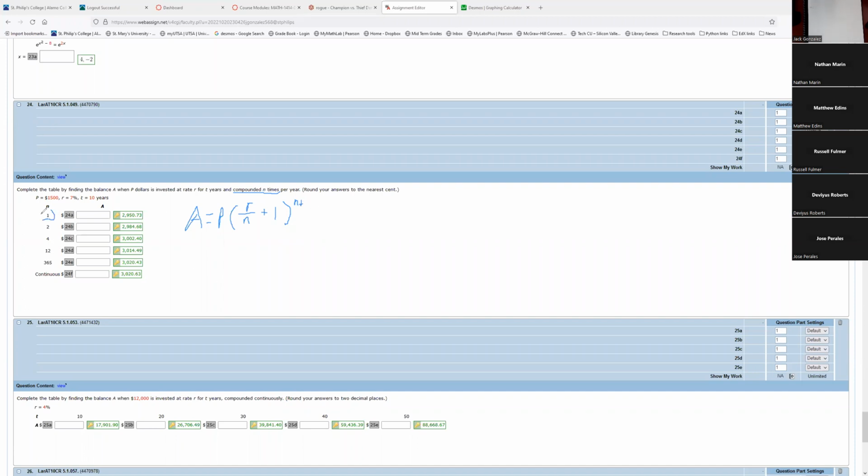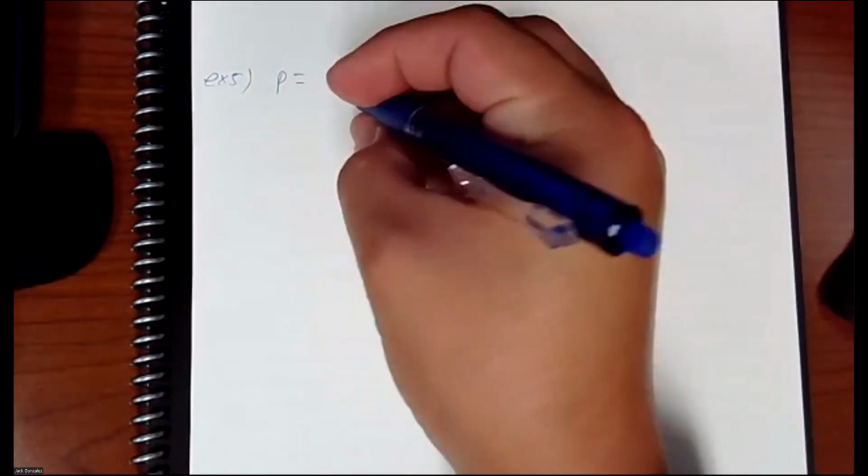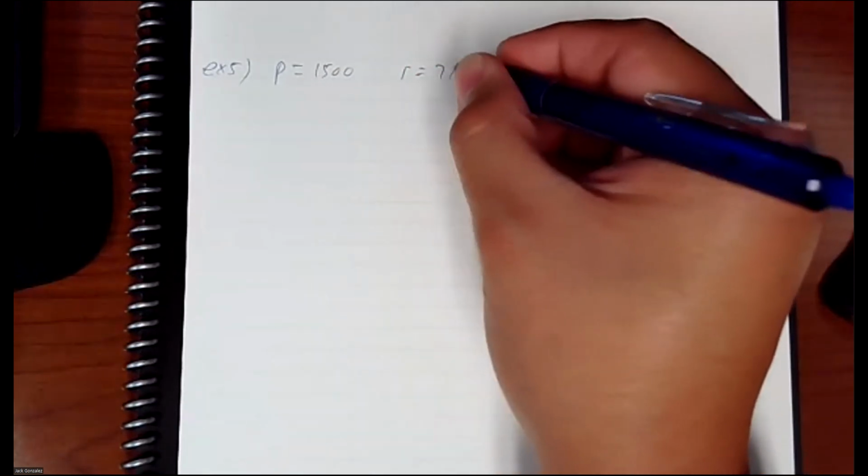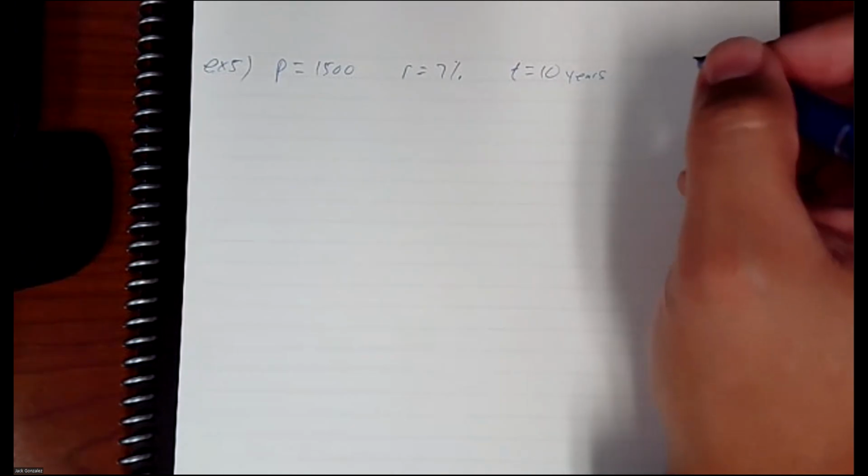So on the first part, the N = 1, and then plug everything else in. Okay, so this is what we're going to do. They're saying P is 1500, R is 7%, T is 10 years. Remember, T has to be in years. If they give you months, you need to change it to years.